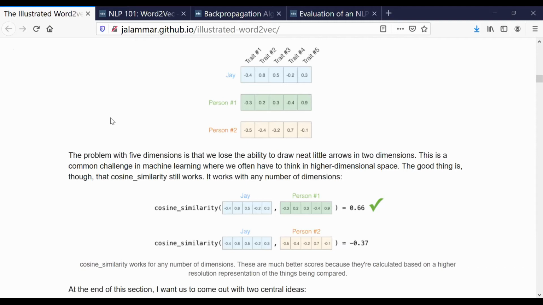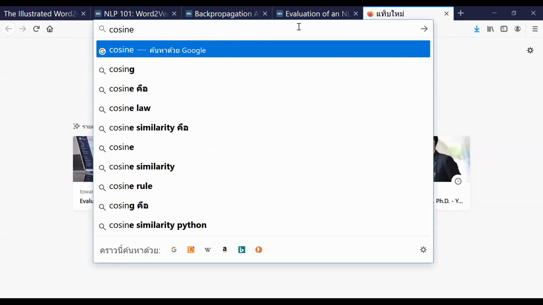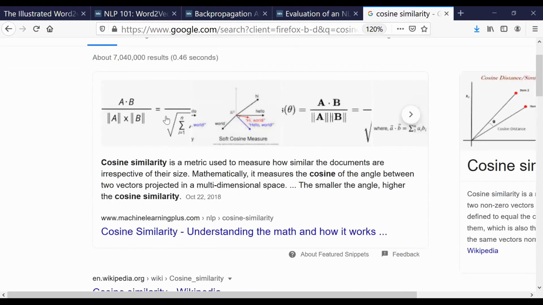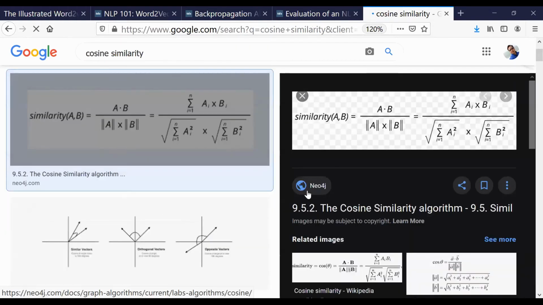Now let me just go to the page just to be proper. Cosine similarity. And let's get a nice graphic on it. Okay. So you see the double bracket we use?